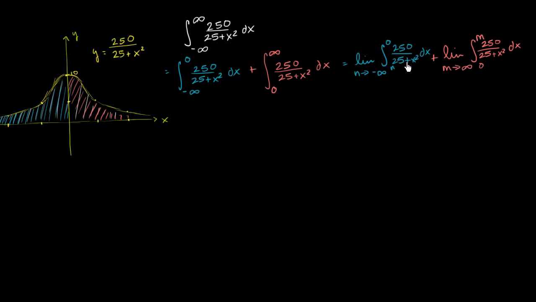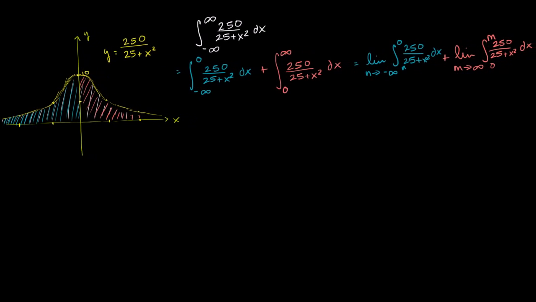And to do that, we just have to figure out an antiderivative of 250 over 25 plus x squared. So let's try to figure out what that is. I'll do it over here on the left. And it might already jump out at you that trig substitution might be a good thing to do. You see this pattern of a squared plus x squared, where in this case a would be 5. So we can make the substitution that x is equal to 5 tangent theta.